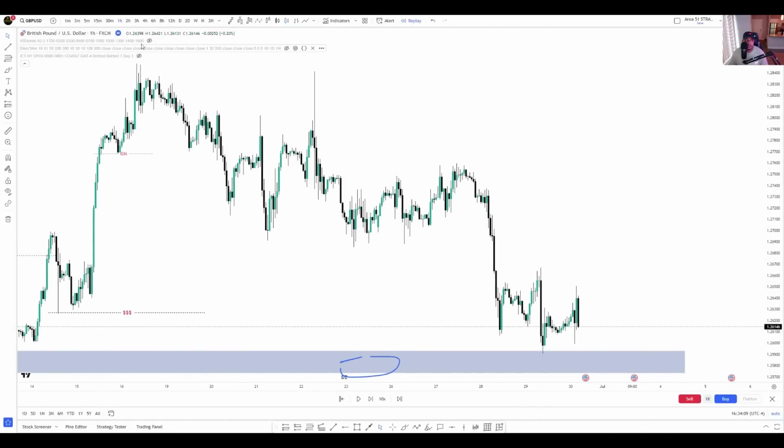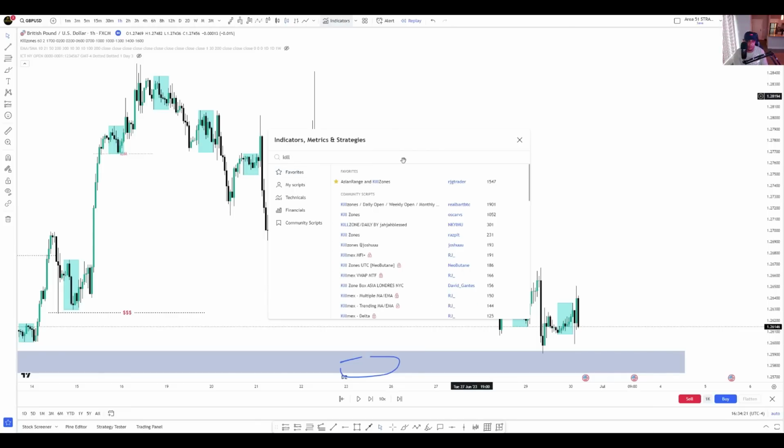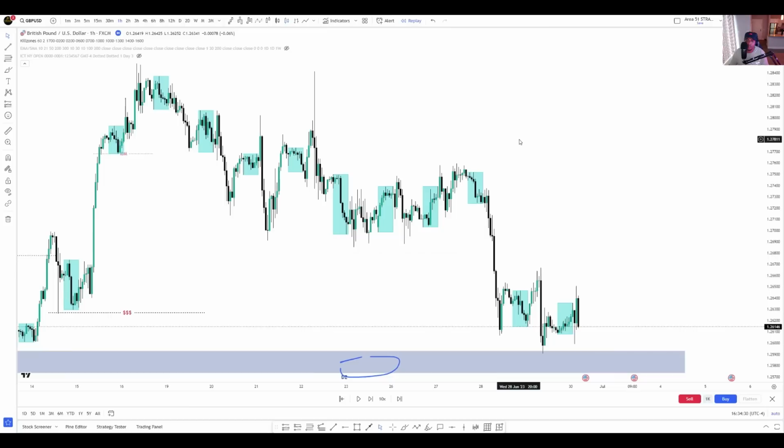I used an indicator called Kill Zones. You can find this indicator if you go to the indicator section on the TradingView platform. You can type in kill zones, and once you do, you can get this indicator by RJG Trader. You can get this indicator and it will save you a ton of time. Instead of wasting time marking the Asia high and Asia low, this thing will make it easy for you.